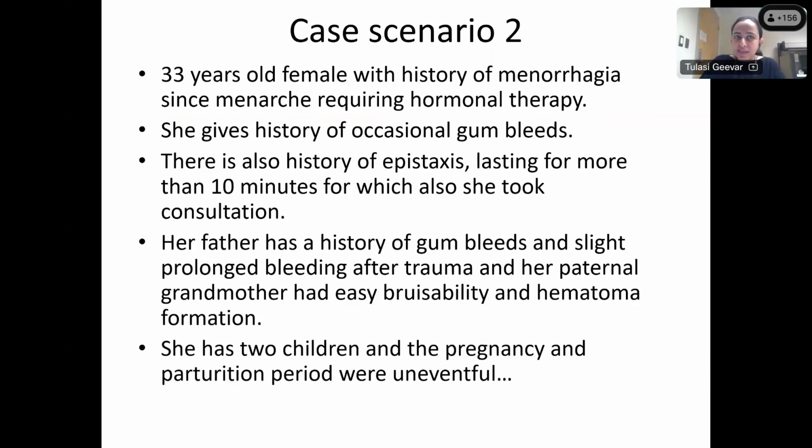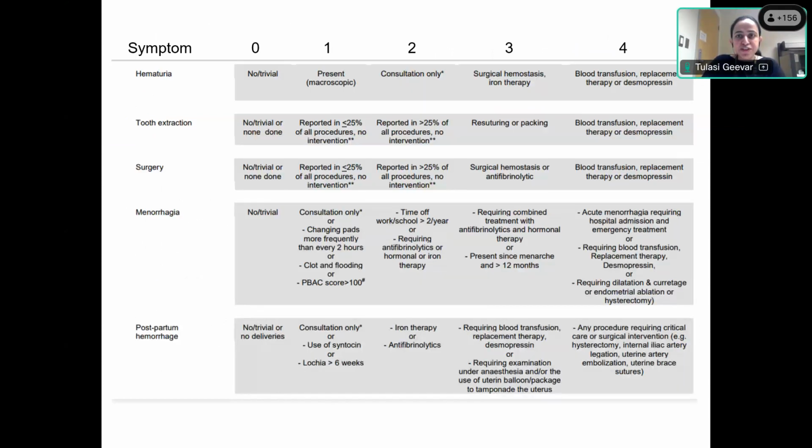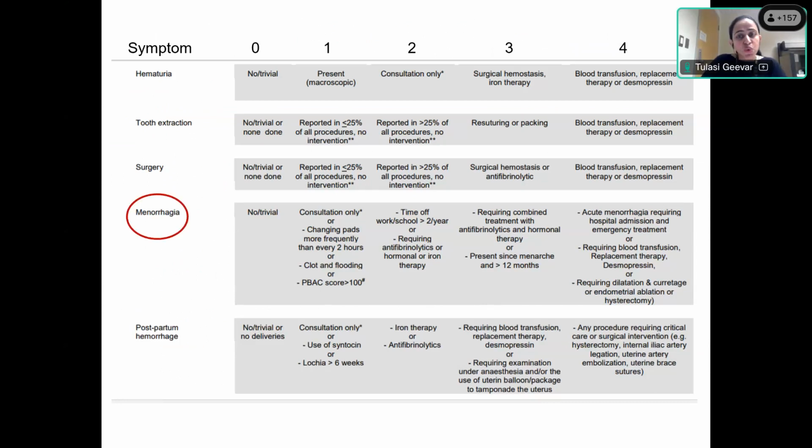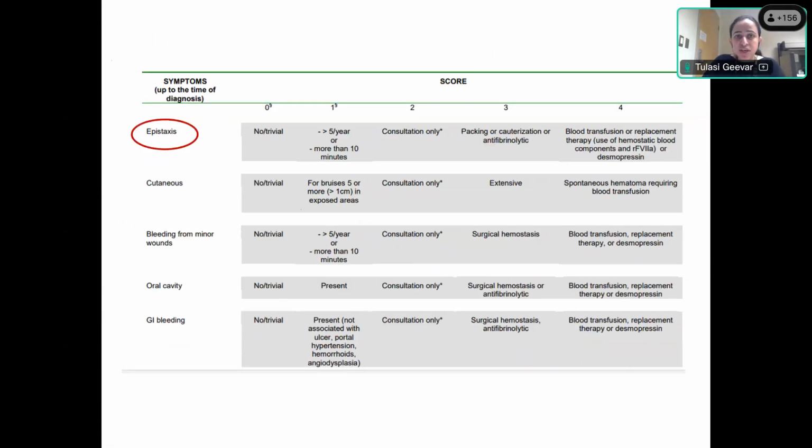So let's try to calculate the BAT score for this patient. She has menorrhagia since menarche, so that will give a score of 3. In the ISTH BAT score, if the menorrhagia is present since menarche and is more than 1 year in duration, then the score is 3. She also has epistaxis, which required consultation. The epistaxis episode lasted for more than 10 minutes, but it required consultation, so you have to give a higher score. So the score is 2. She also had gum bleeding, giving a score of 1. So overall, her score is 6.